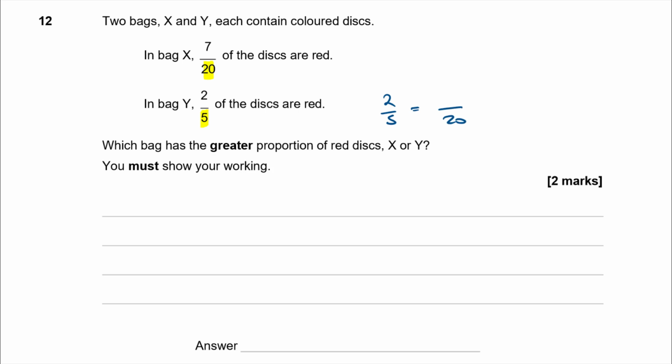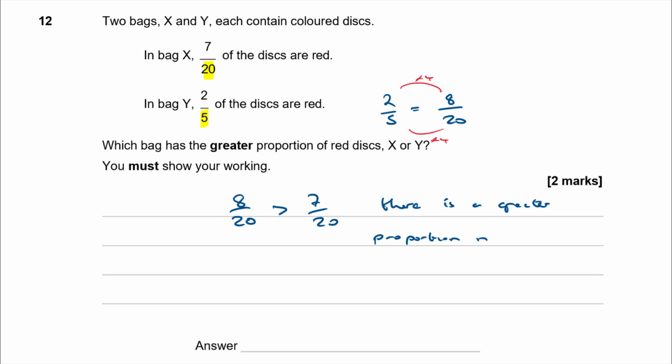So 2/5 is the same thing as what in 20ths? Well, 5 goes into 20 4 times, so timesing that by 4 as well, I know that that is 8/20ths. So that means 8/20ths is bigger than 7/20ths. Okay, which means there is a greater proportion in bag Y. Okay, because 8/20ths is bigger than 7/20ths.